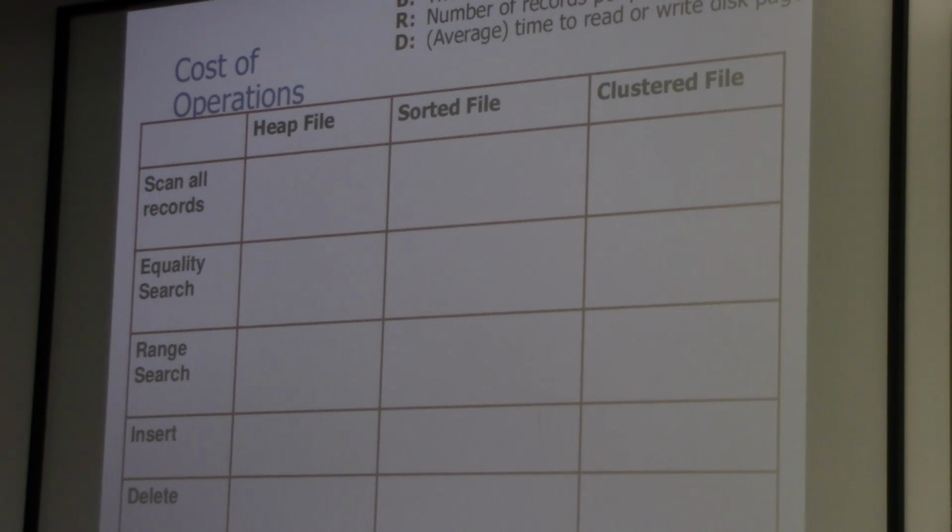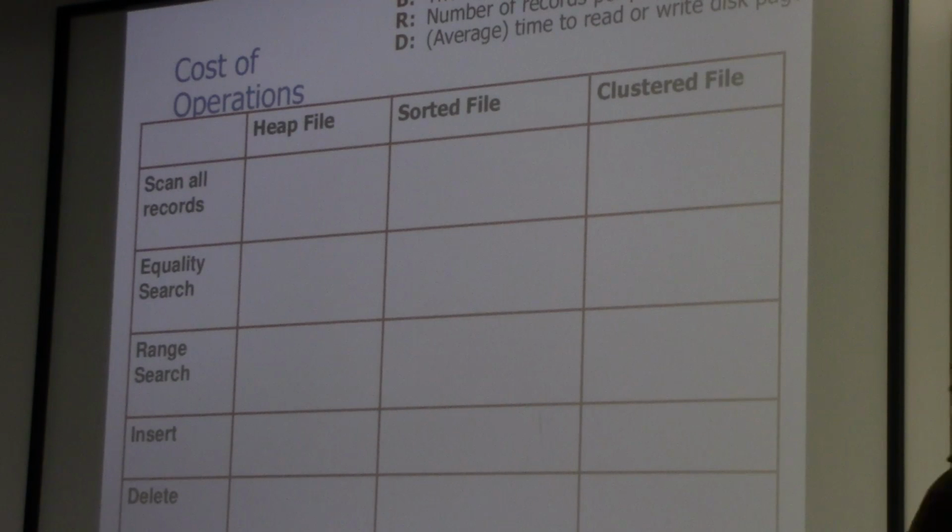B times R. Okay, so I heard some answers. One answer is B: you have B pages you need to scan, and you pay D time for each page, so roughly B times D. The other answer is you have B pages, and within each page you have R records, so total cost is something like BR. So which is which?